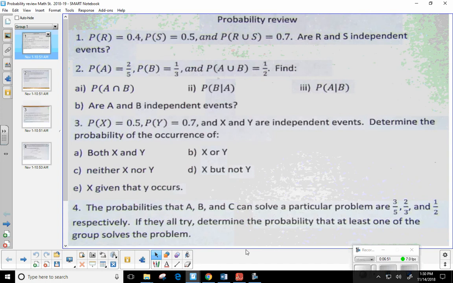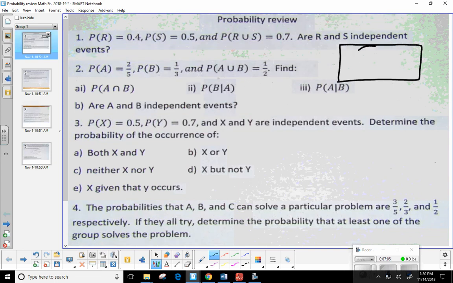Okay. Spencer, what do you think? If they're independent, the intersection should be the same as their probabilities multiplied. There you go. So let's go ahead and do that. Let's create a Venn diagram for this. That'd be a lot faster than me getting the figures out.